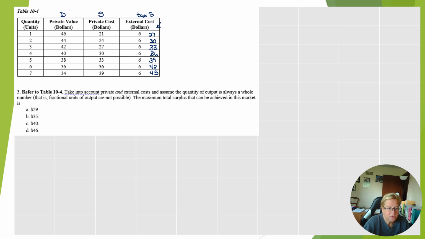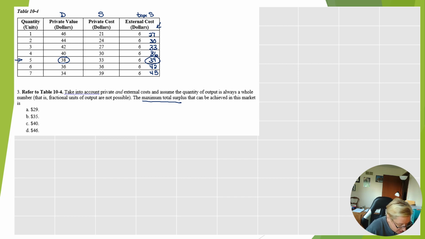The maximum total surplus that can be achieved in this market is how much? The first thing I want to do is look at where the private value is equal to the new column that I've created. It's pretty close right here, and that's why they told us it's going to be a whole number. So this tells me that 5 is our social optimum quantity.